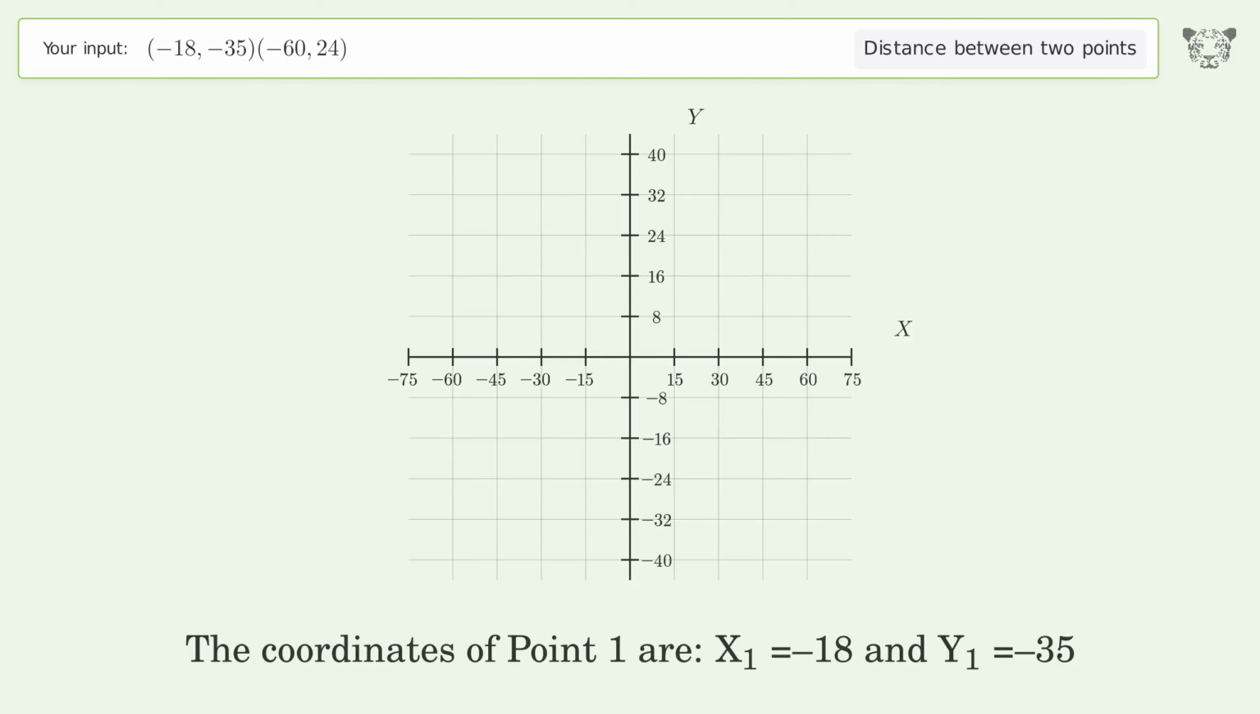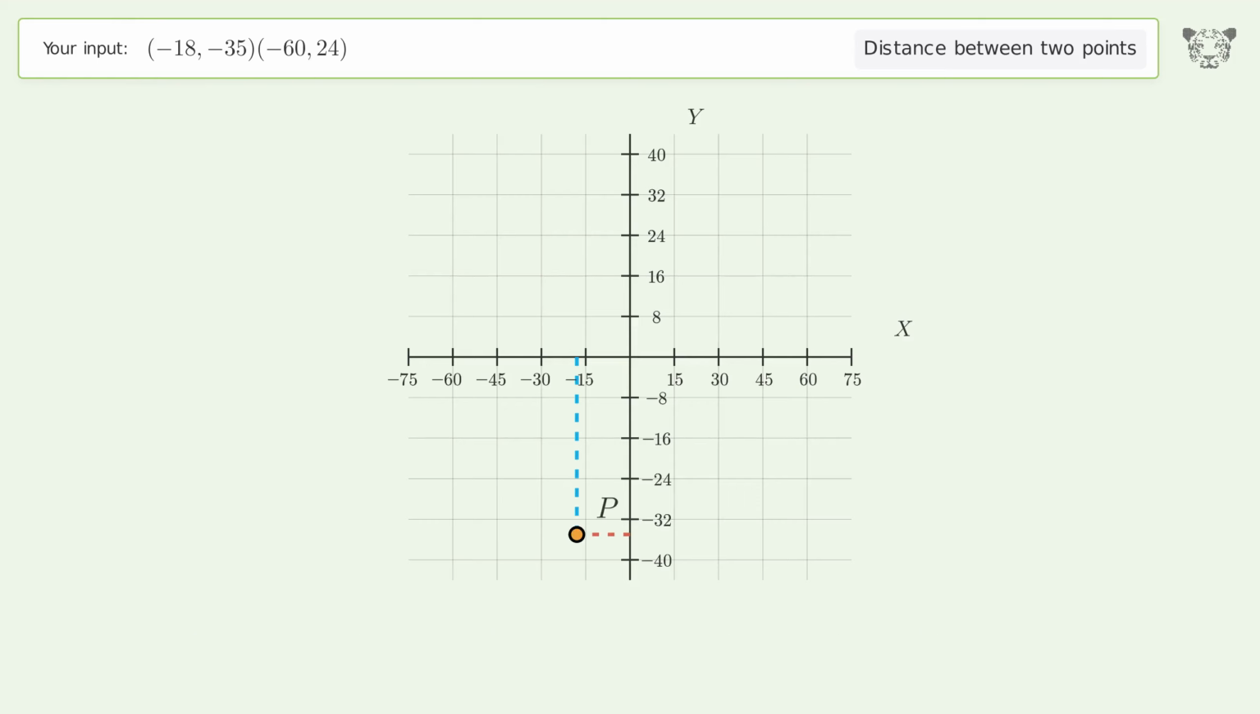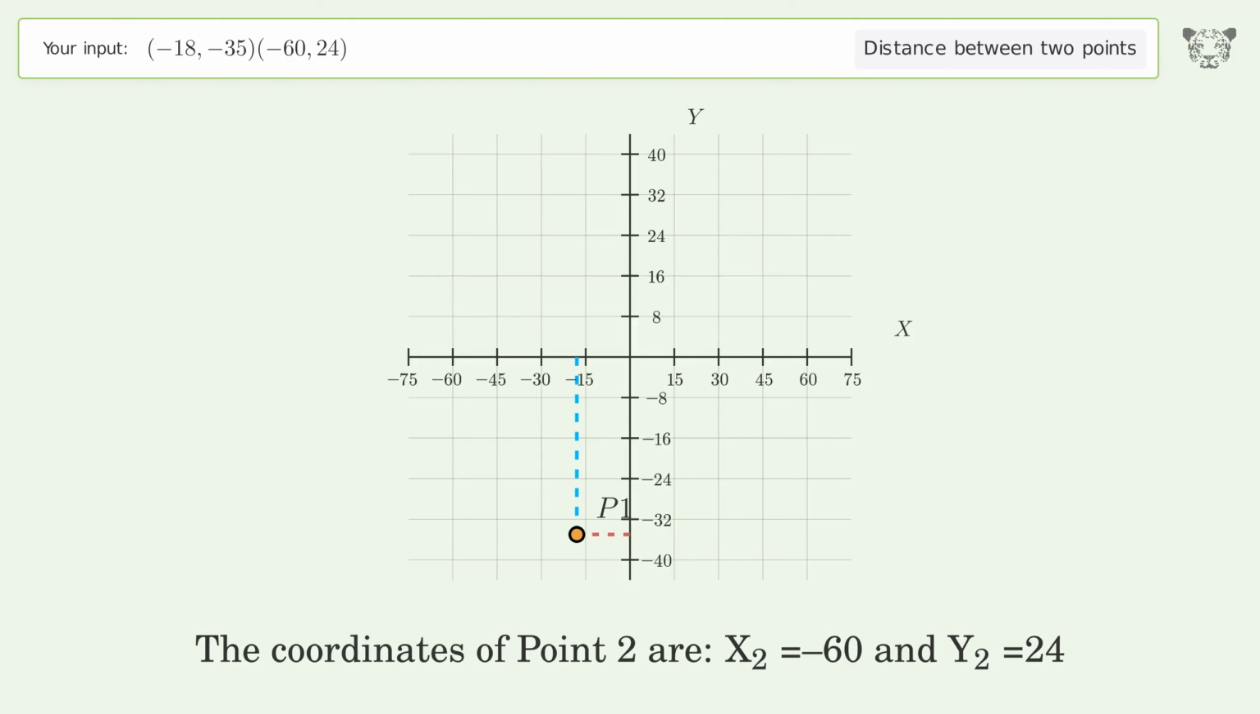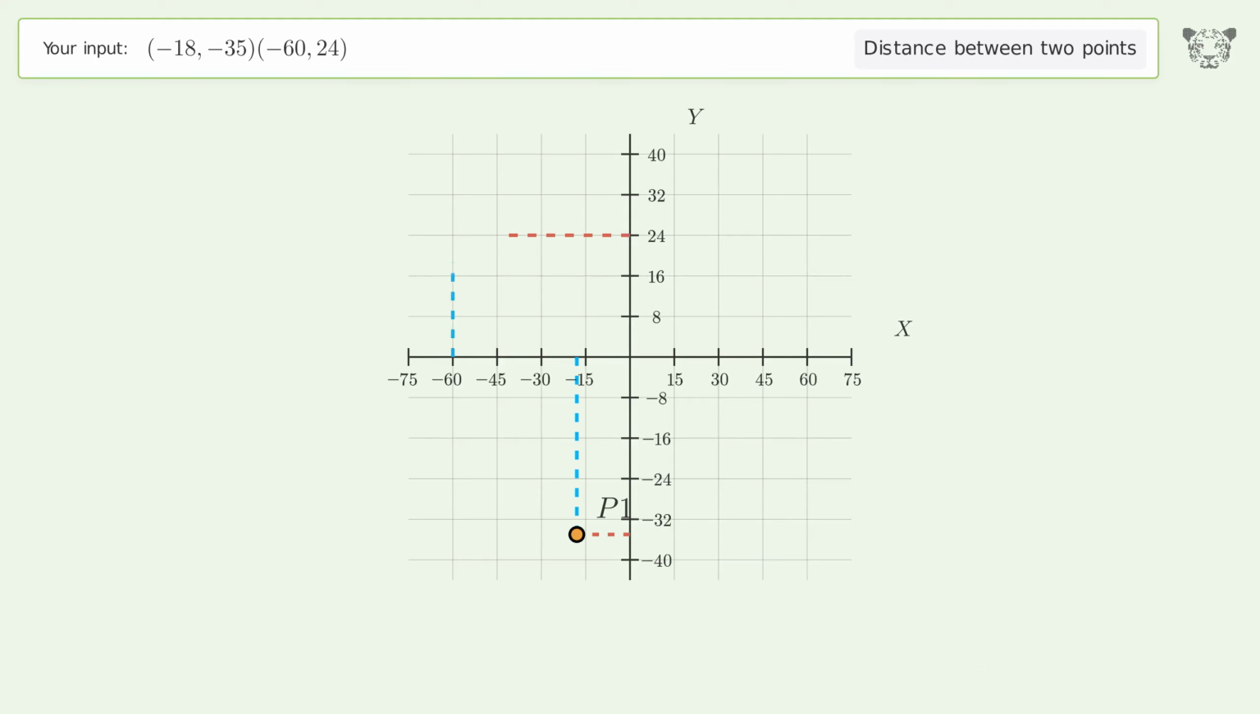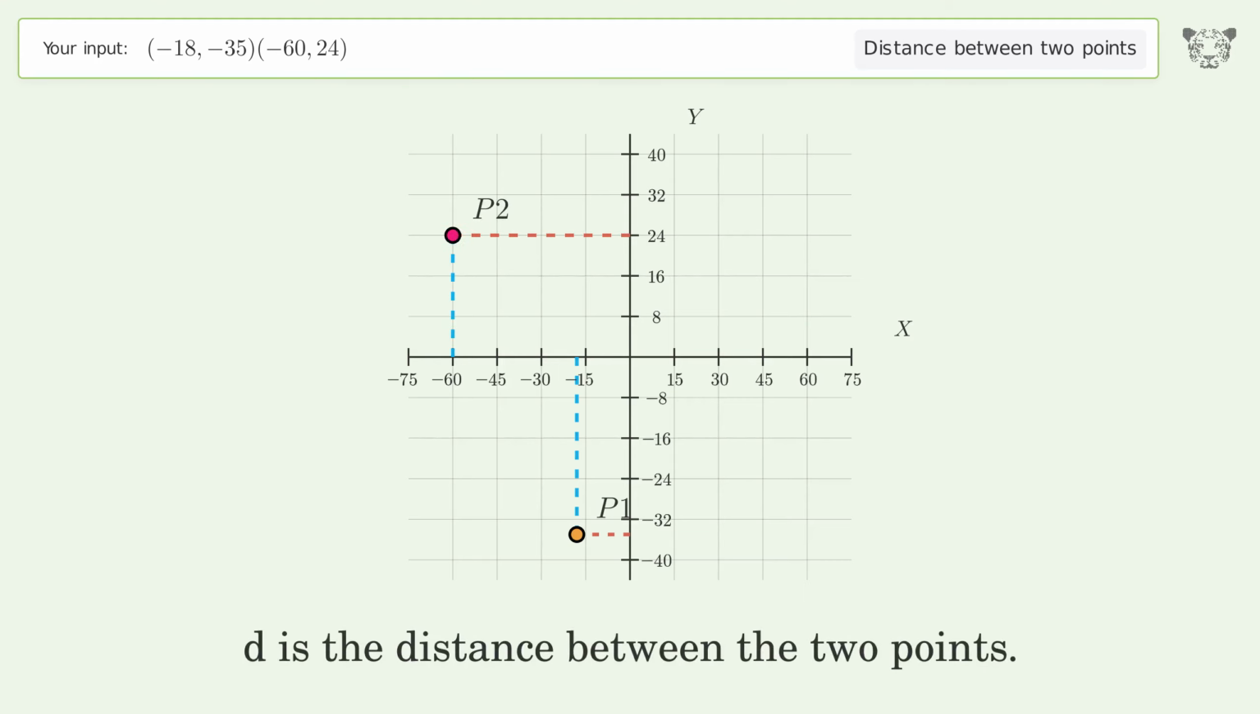The coordinates of point 1 are x1 equals -18 and y1 equals -35. The coordinates of point 2 are x2 equals -60 and y2 equals 24. D is the distance between the 2 points.